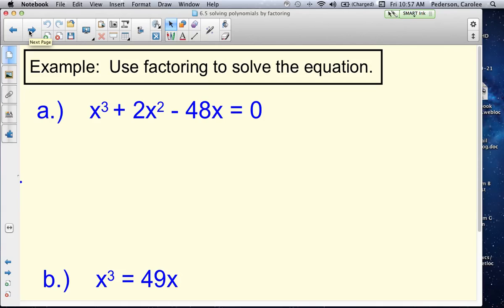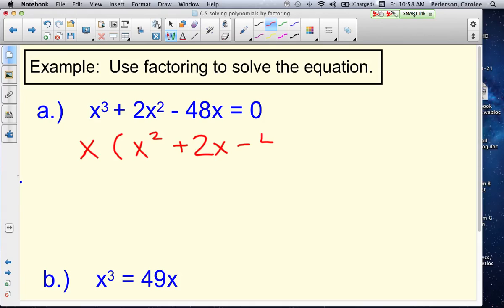Use factoring to solve this equation for x, to find the zeros of the function. So we have an equation x cubed plus 2x squared minus 48x equals 0. And we have to think back to those methods of factoring. What would be the first thing we would do is we look to make sure if there is a GCF or not. In this case, there is. What can I take out of all three terms? Well, I can take out an x. So I remove that x, that's a factor. So I'm left with x squared plus 2x minus 48, and that equals 0.